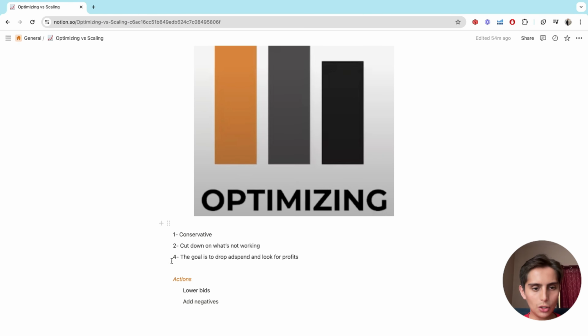And let me just correct this here, because I put 1, 2, and 3. So, cut down on what's not working. When we run our reports, we're gonna see a lot of keywords or ASINs/products that are not working. So basically we're just gonna cut down on that. We're just gonna lower the bids and add negatives, which leads me to the actions that we need to take. Basically, how the optimizing phase works is the actions that we're gonna take. So we're gonna lower bids and add negatives.